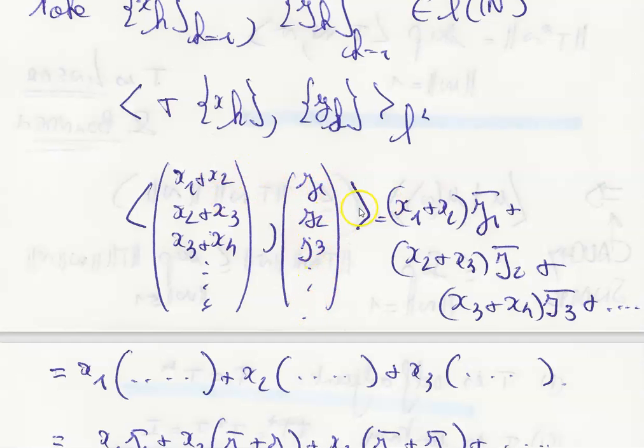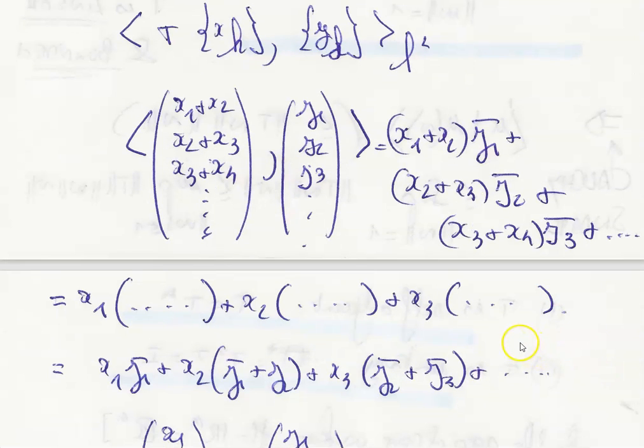When we make the inner product, we multiply the first component with the complex conjugate of the associated component in the second vector. So it's x1 plus x2 multiplied by the complex conjugate of y1, plus x2 plus x3 multiplied by the complex conjugate of y2, plus x3 plus x4 multiplied by the complex conjugate of y3, etc. Now what we do in this summation, we can see that we can put x1 in factor.